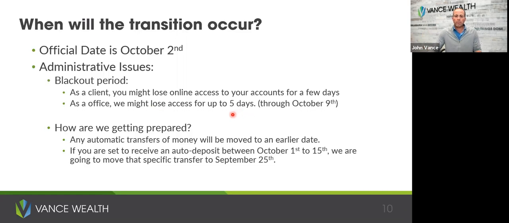Because we might lose access just because of the transition over, we want to get prepared for that. So any of you that are taking money out of your accounts on a monthly basis, if you see here the bottom bullet point, if you are set to receive an auto deposit, meaning from Raymond James to your bank, between October 1st and October 15th, we're going to move up those transfers to September 25th. So what will happen is we'll get that money out to you a little bit early.